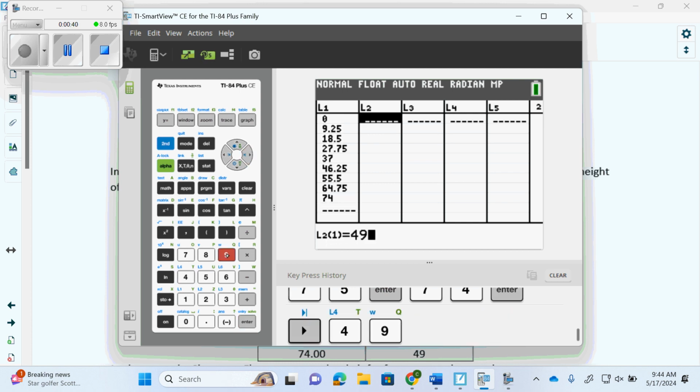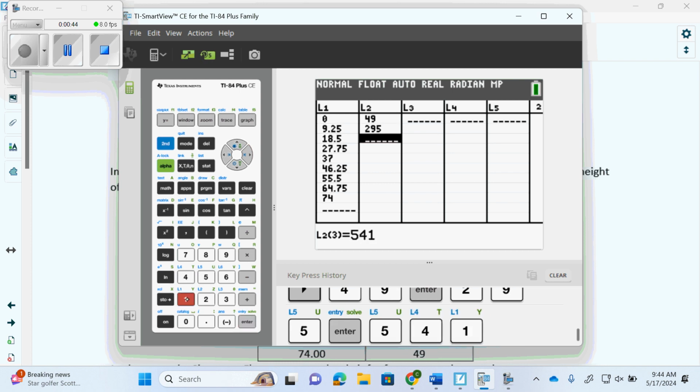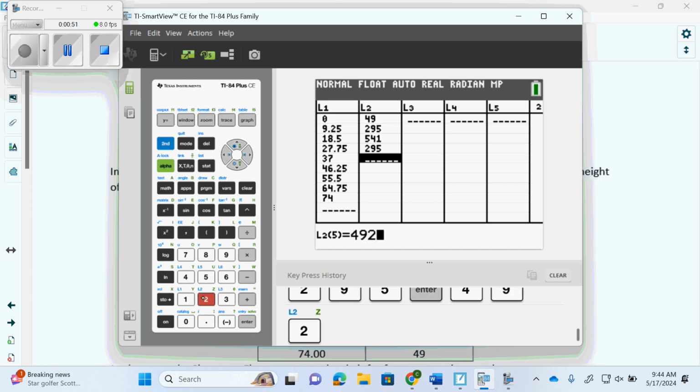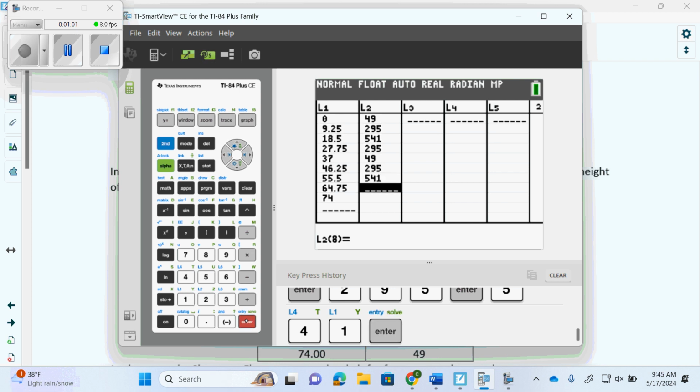And then 49, 295, 541, 295, 49, 295, oopsies, 49, 295, 541, 295, 49. Just so you know, sinusoidal regressions need at least 5 coordinates or they can't happen.